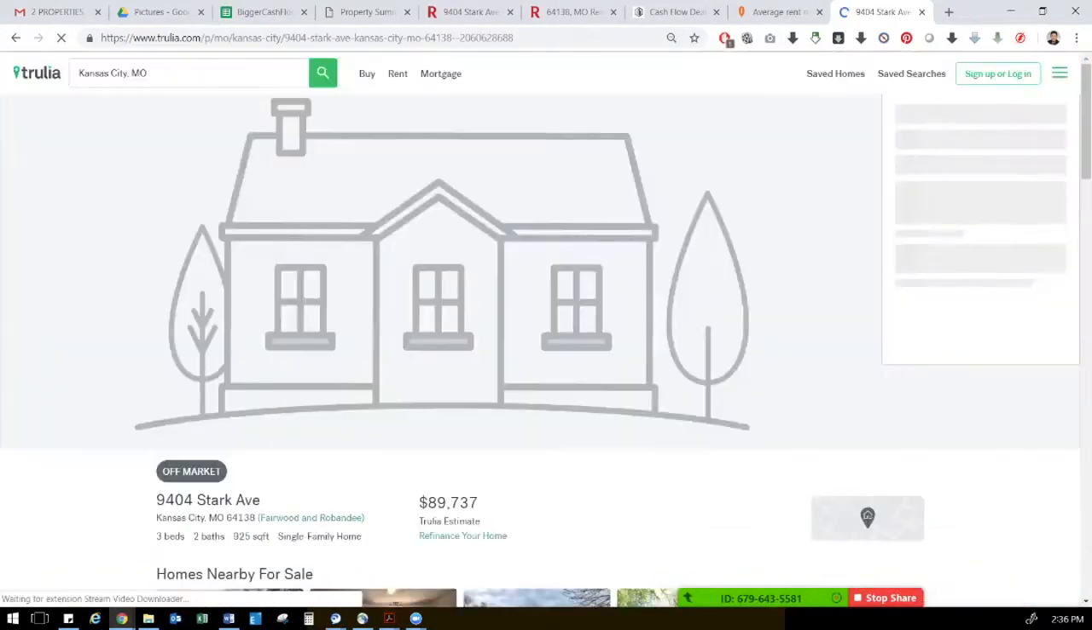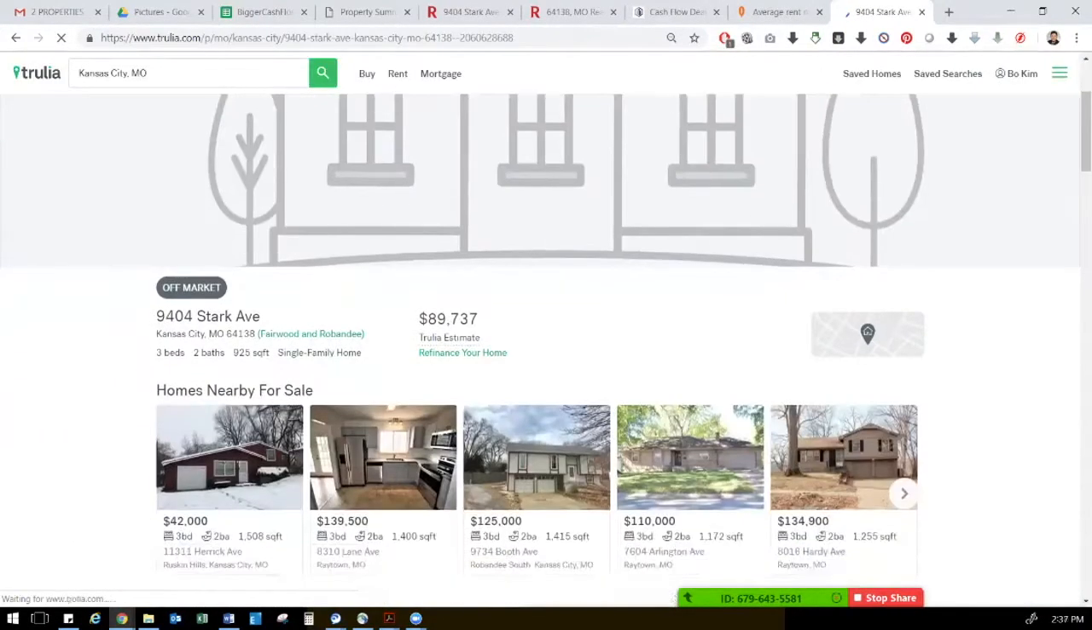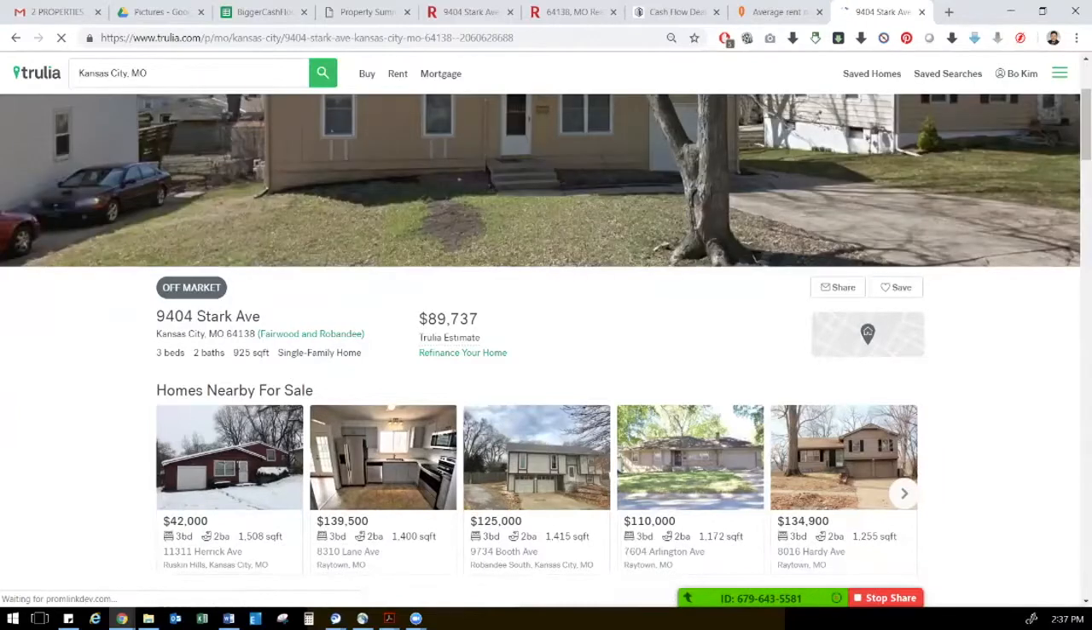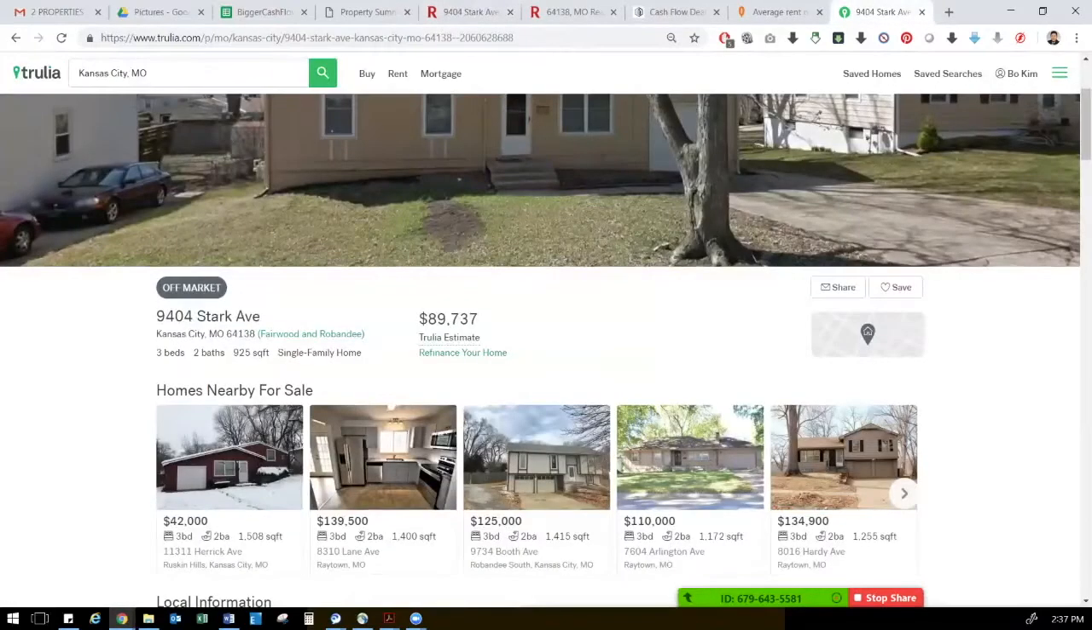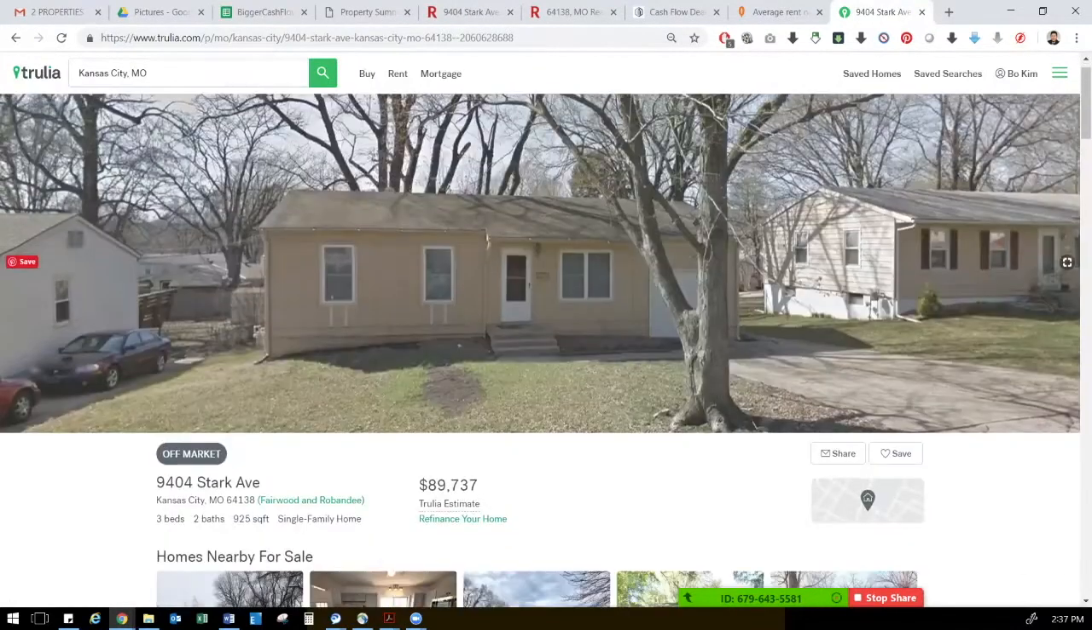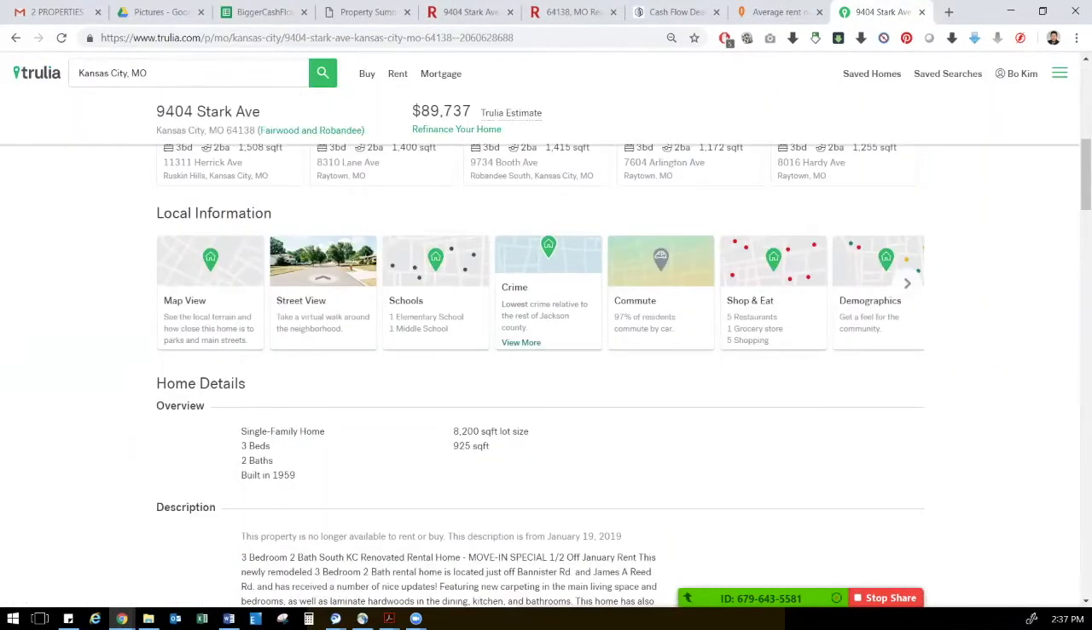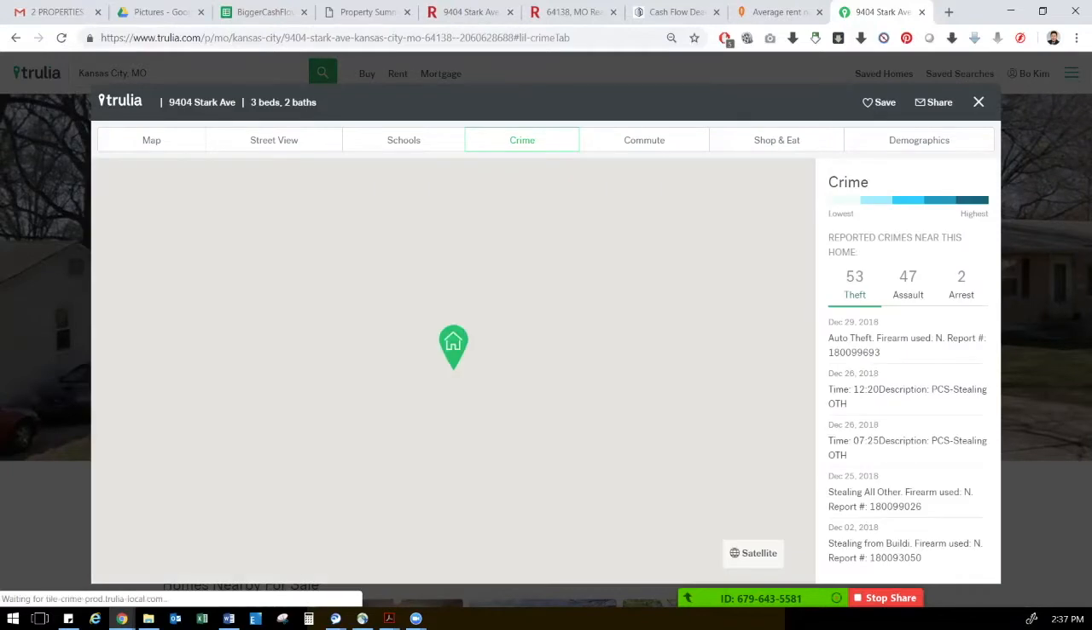So if you go here, you can see here, Trulia has a way different estimate, right? It already has that 2-bath, so that probably played a factor in increasing the ARV in Trulia's eyes, whereas Stark here, it's only estimated as $66,000. So everybody values it differently, which is exactly why you want to do your own due diligence.